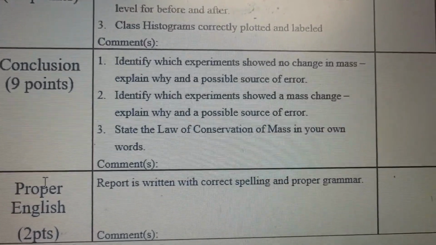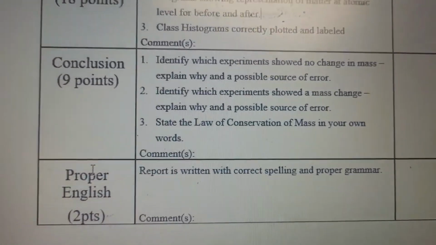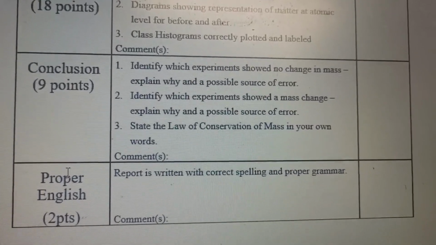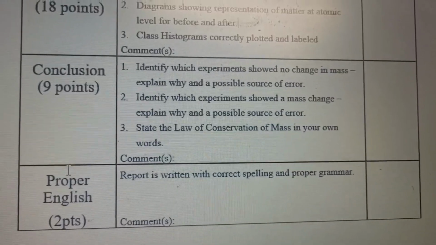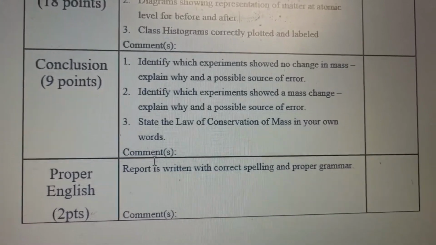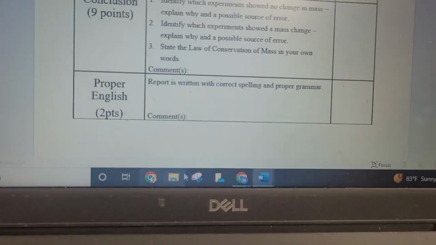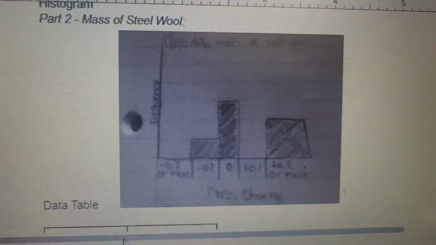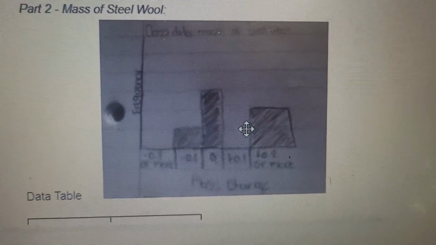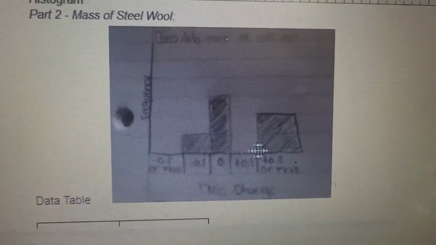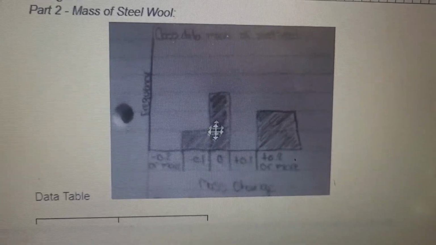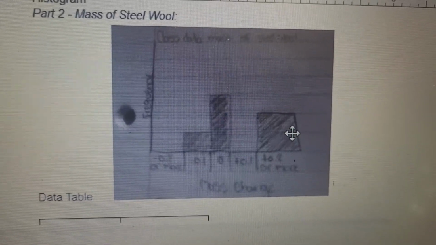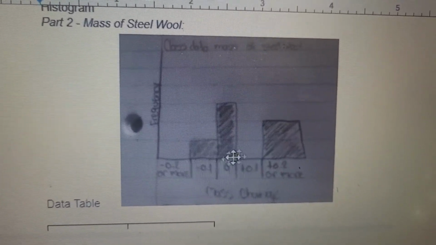Okay, so it says identify which experiments showed no change in mass. So again, I want you to look at your class's data, whatever the most common result was, that's what I want you to say for this number 1 and number 2. So we're going to look back. Let's say you're this student right here, and this is your histogram that you made from this class data. Which result was most common, change or no change, right? 3 groups had no change and 3 groups had change, okay? So we're tied, even and even.